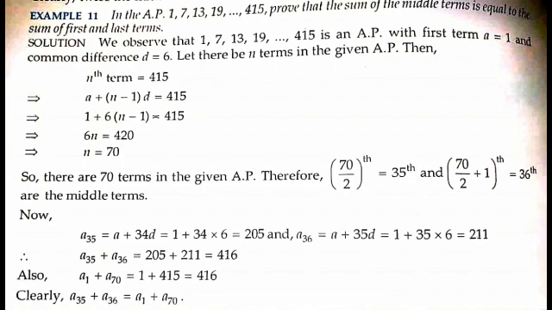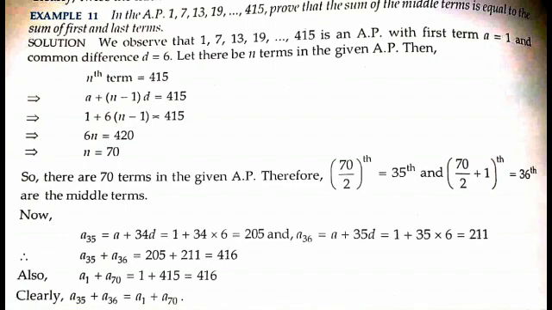Now since n is 70 and it is an even number, we will have two middle terms, that is the 70 by 2th term and the 70 by 2 plus 1th term. So the 35th and 36th terms are the middle terms. Now for finding the 35th term of the AP, we have A35 equal to A plus 34D, using the formula for the general term of an AP. Putting the values of A and D, I have 1 plus 34 into 6, which is equal to 205. This is the first middle term.